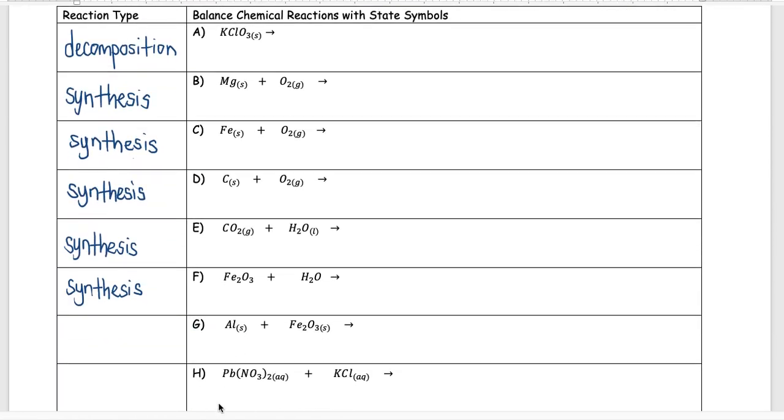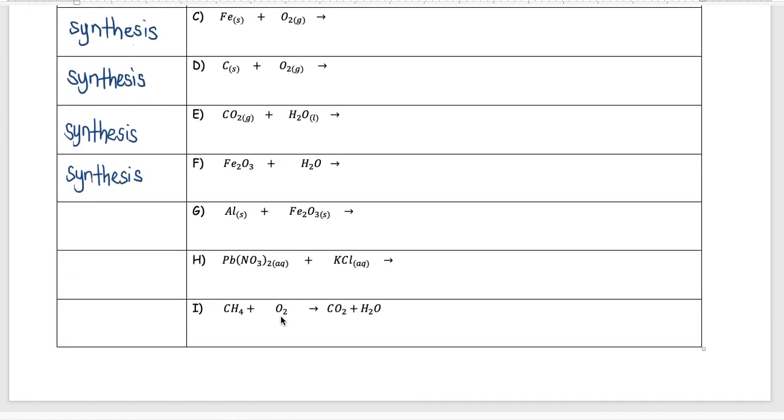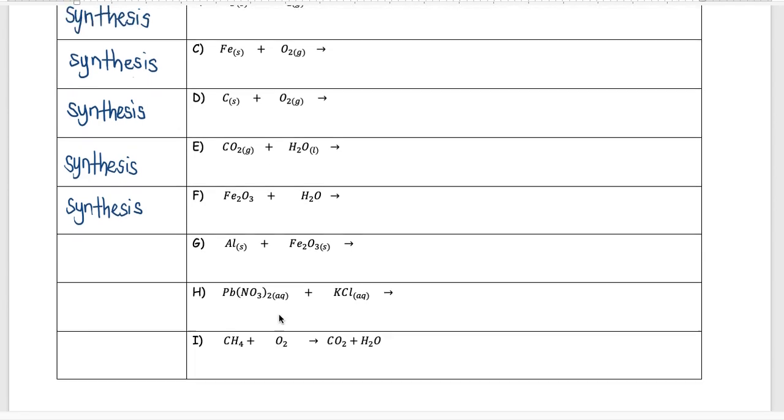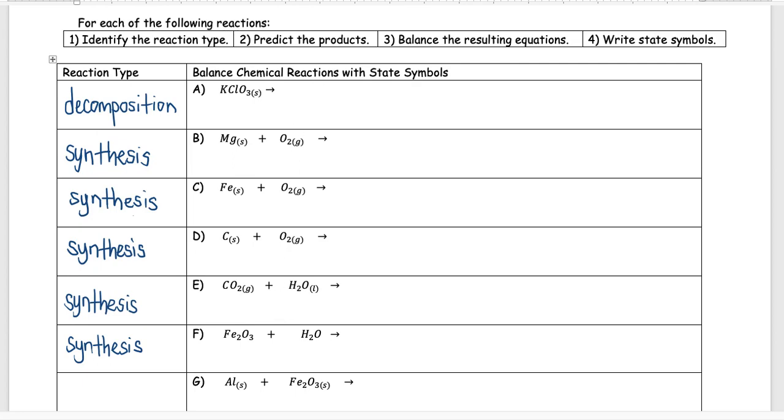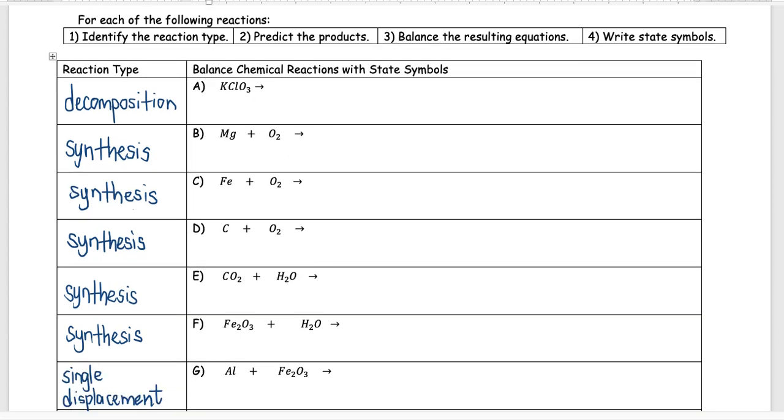It's a hydrocarbon and oxygen. So what kind of reaction is that? Oops, I wasn't supposed to show the products. That's going to be a combustion reaction. So the next step that we need to do here is to predict the products.